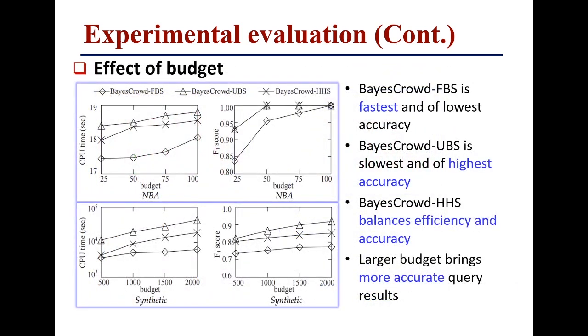These figures show the corresponding experimental results when varying the amount of budget. BayesCrowd FBS is the fastest and achieves the lowest accuracy. Meanwhile, BayesCrowd UBS needs the highest time cost but achieves the highest accuracy, as it selects the most helpful tasks all the time. BayesCrowd HHS balances efficiency and accuracy and performs between FBS and UBS. It is also obvious that the accuracy climbs up gradually with larger budget, while the efficiency drops.